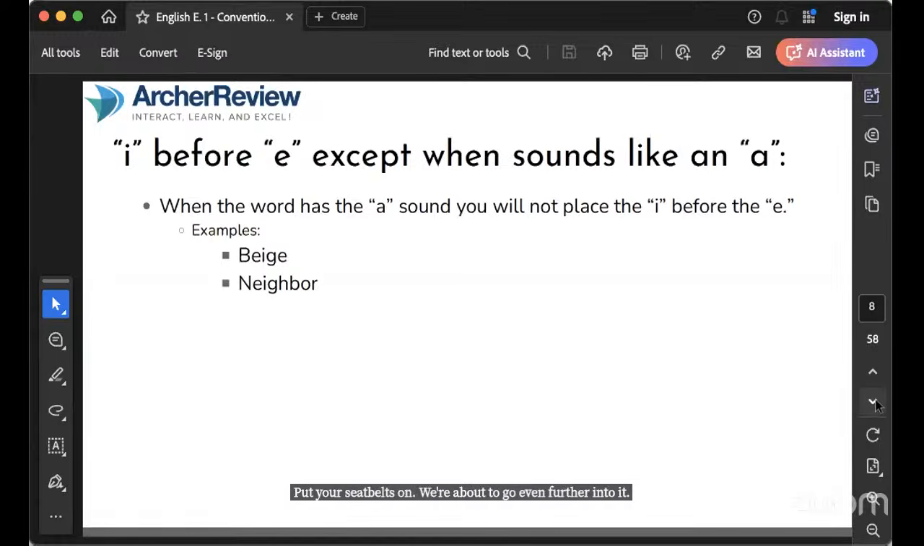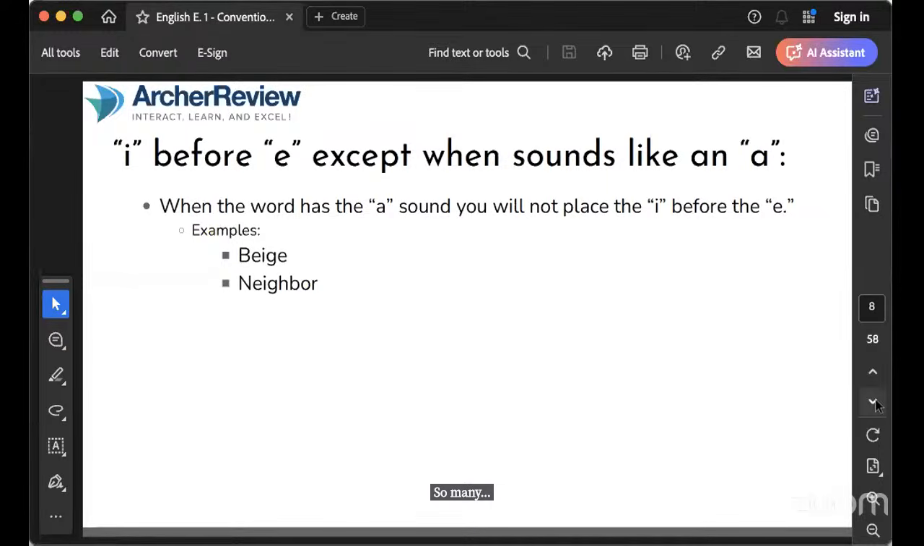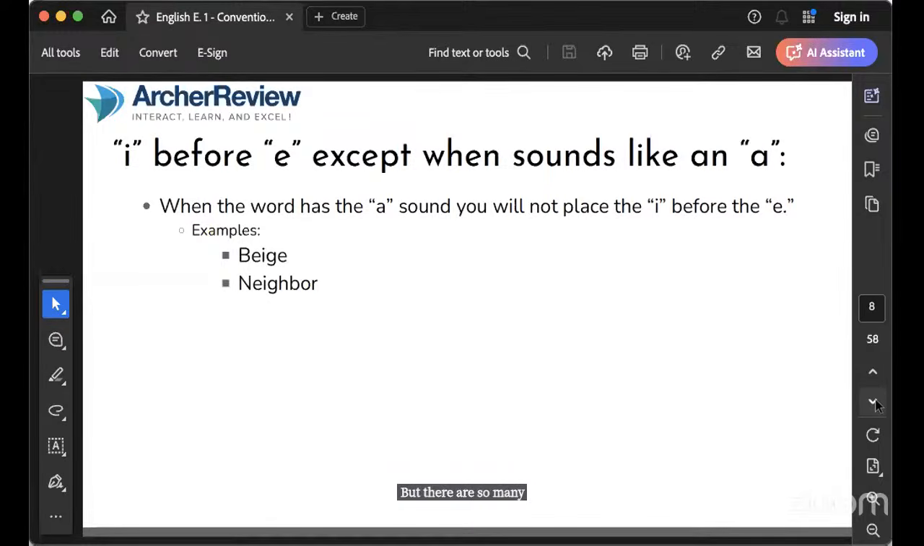Have you ever wondered when you hear that I before E except after C, but then there's all these seemingly random words that don't follow that rule? And your teacher's like, well, it just is. There's actually so many different reasons. And like I said, we don't have time to dive into them all tonight. I'm going to hit the high points. But there are so many rules and reasons why these words are exceptions.